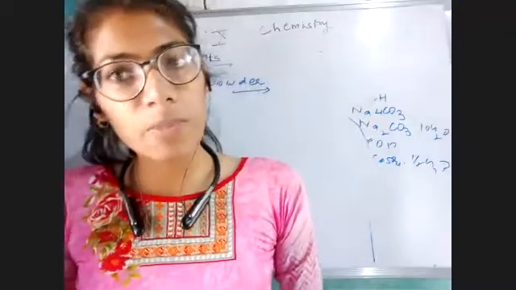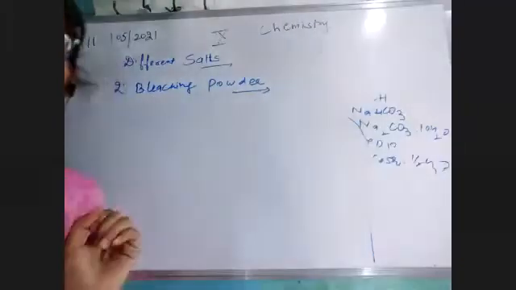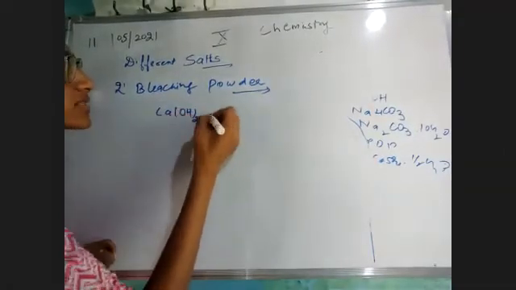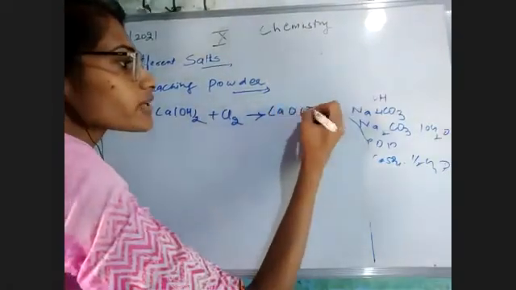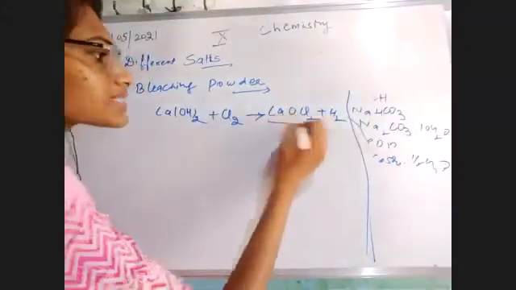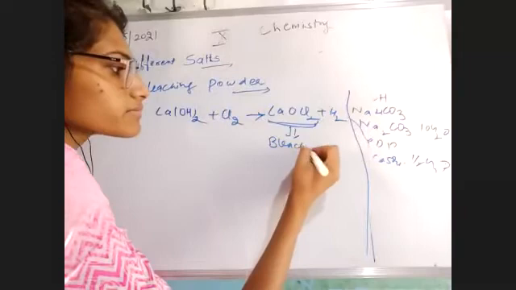How is bleaching powder prepared? Let's see this particular topic. We are having our calcium hydroxide, and we are reacting it with chlorine. What would happen? We would get calcium oxychloride. And this calcium oxychloride is known as bleaching powder.